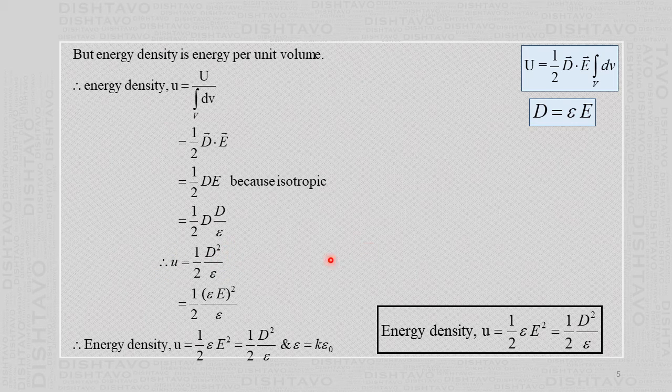Then if you put D equals epsilon E, one epsilon will cancel and we get half epsilon E squared. So this is another expression. We also know that epsilon equals k epsilon 0. Therefore the energy density is half epsilon E squared, which is also equal to half D squared by epsilon. This is the expression for energy density.